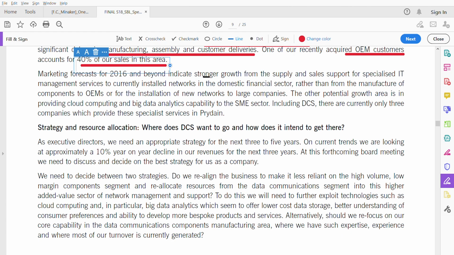Including DCS, there are currently only 3 companies which provide the specialized services. Including DCS, only 3 companies which provide cloud computing and big data analytics capability.